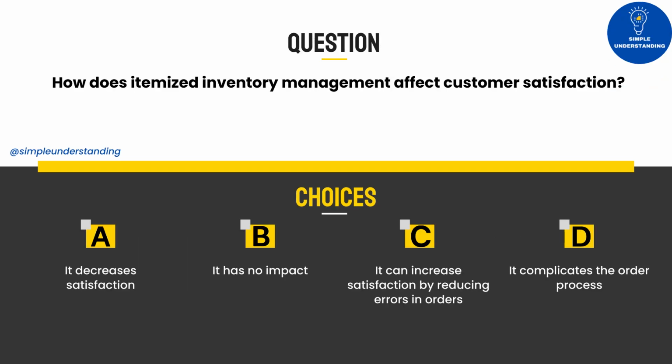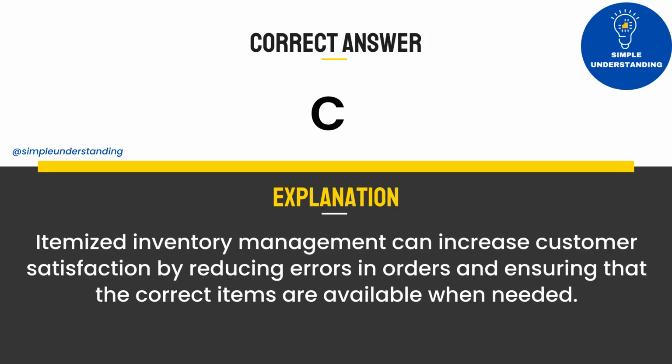10. How does itemized inventory management affect customer satisfaction? A. It decreases satisfaction. B. It has no impact. C. It can increase satisfaction by reducing errors in orders. D. It complicates the order process. Correct answer, C. Overall explanation. Itemized inventory management can increase customer satisfaction by reducing errors in orders and ensuring that the correct items are available when needed.